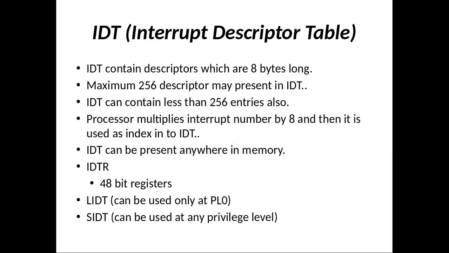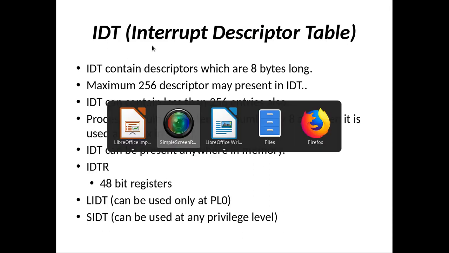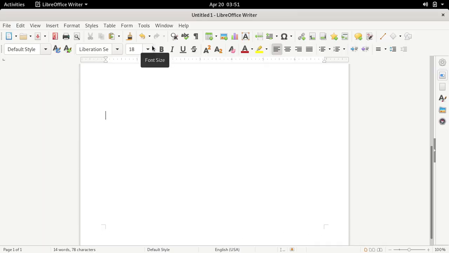Okay, our next topic is IDT, that is interrupt descriptor table. You are familiar with three types of table that are present in protected mode of 80386. Those three types of tables are, first one is GDT, global descriptor table. How many GDT we can have? Only one, it is a compulsory table. Then second one is LDT, it is optional, we can have 0 or more LDTs. And third table is IDT, that is interrupt descriptor table.